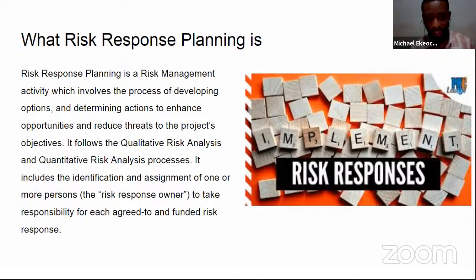It includes the identification and assignment of one or more persons. Yes, because whenever you're trying to manage a risk, you have to appoint a person, let's say a manager, who will be responsible for taking care of those risks and will be able to report back to management or whoever is in charge. These persons are called the risk response owners, who take responsibility for each agreed-to and funded risk response.